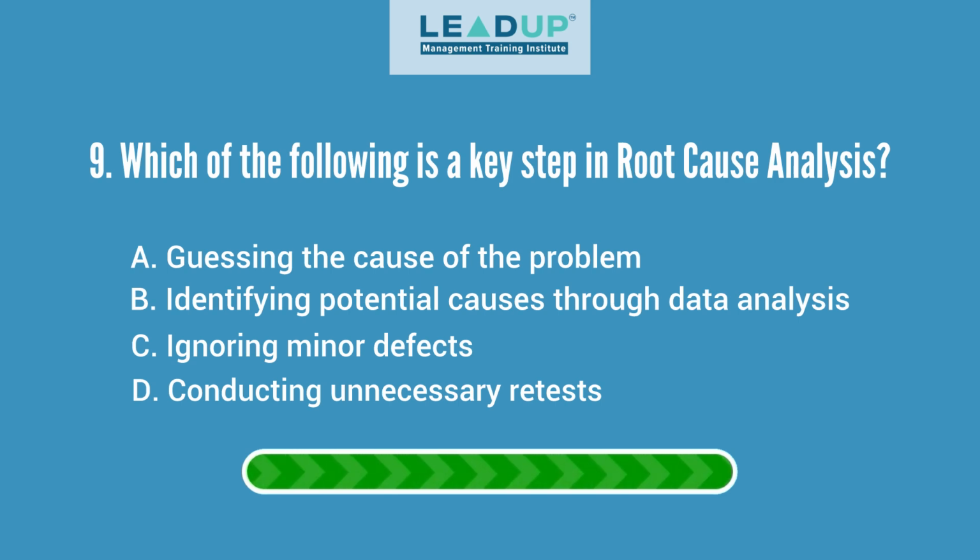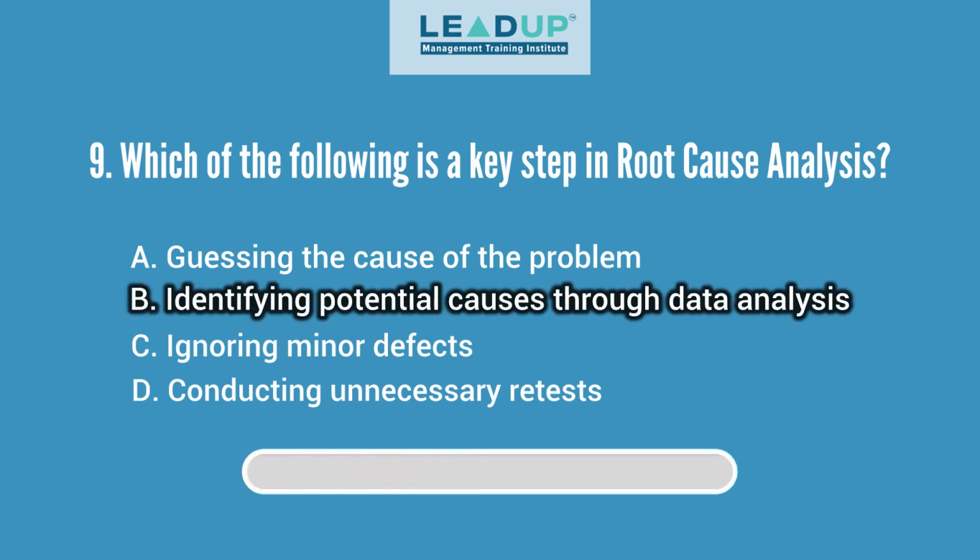Question 9. Which of the following is a key step in root cause analysis? A. Guessing the cause of the problem. B. Identifying potential causes through data analysis. C. Ignoring minor defects. And D. Conducting unnecessary retests. The answer is identifying potential causes through data analysis.